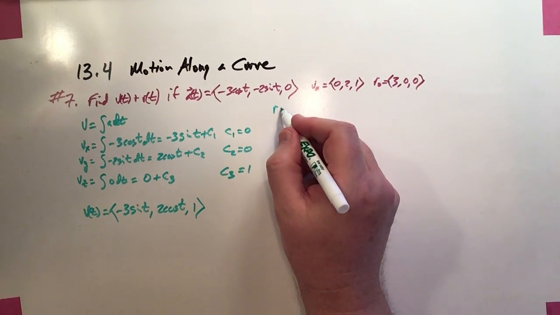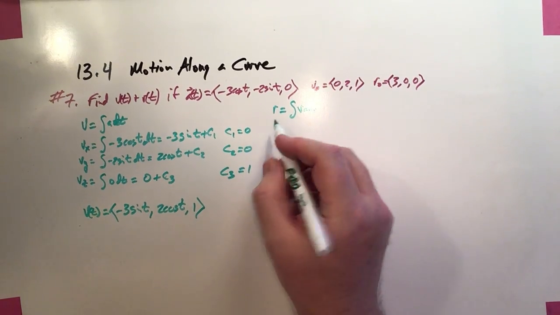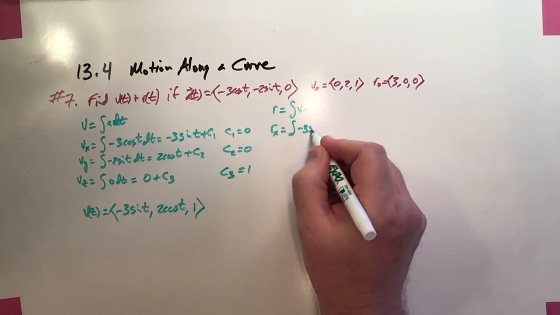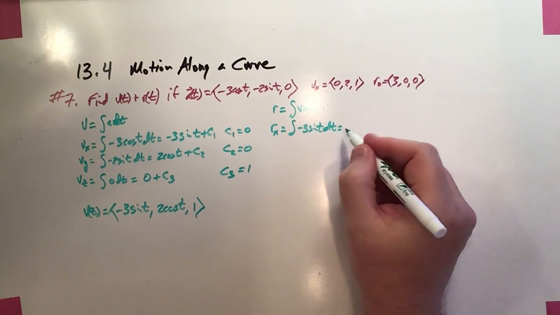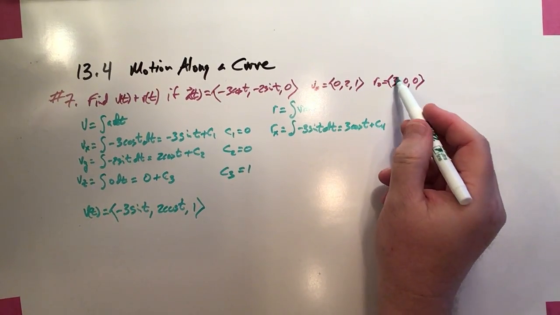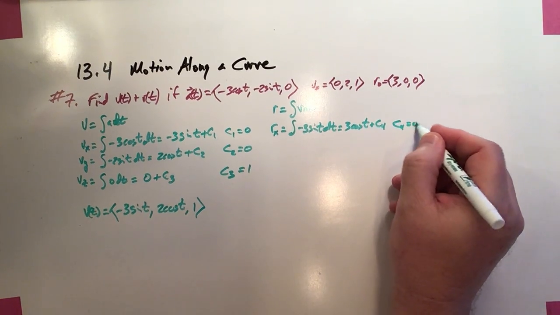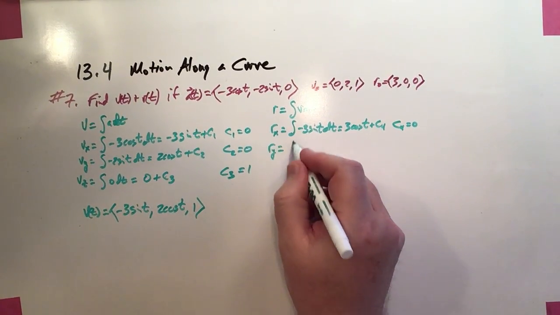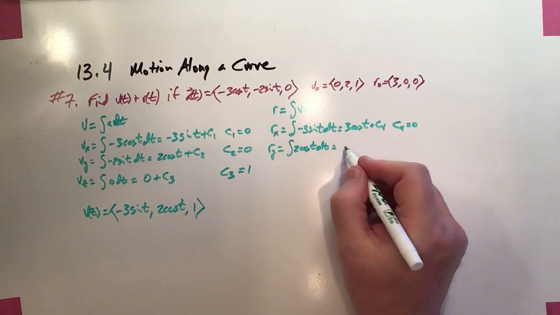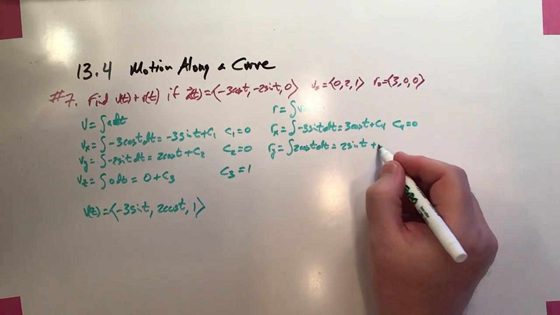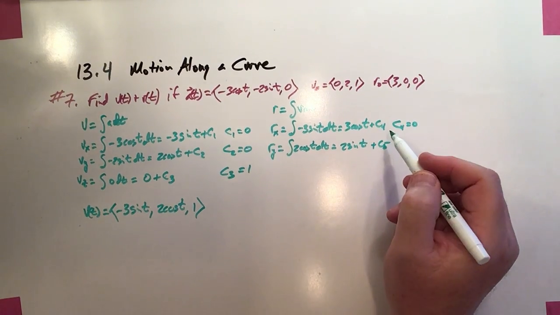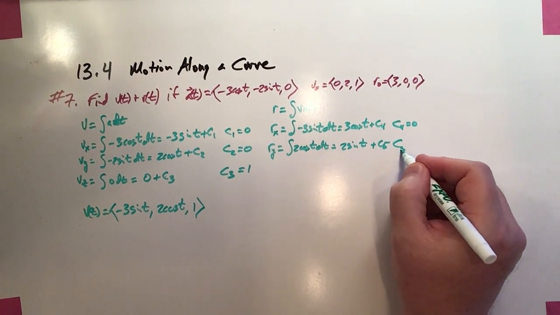Okay, r of t, we know then is equal to the integral of v dt. rx is going to be equal to the integral of -3 sine t dt, and that's equal to 3 cosine t plus c4. r naught is 3, and this already produces 3, so c4 is 0. ry is equal to the integral of 2 cosine t dt, and that's equal to 2 sine t plus c5. ry is supposed to be 0 at 0, and this already produces 0, so c5 is 0.